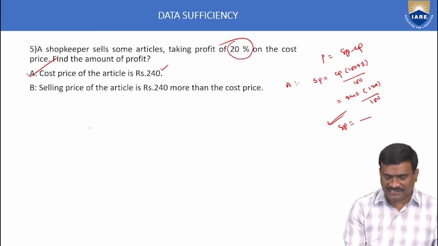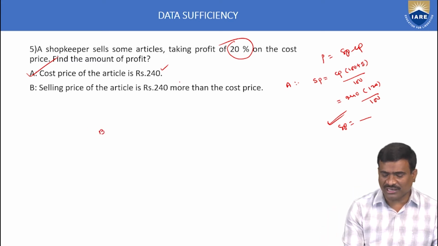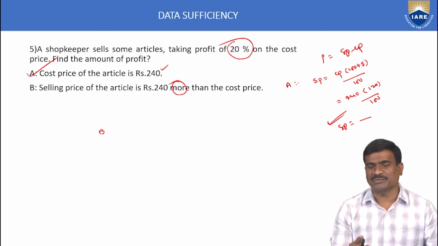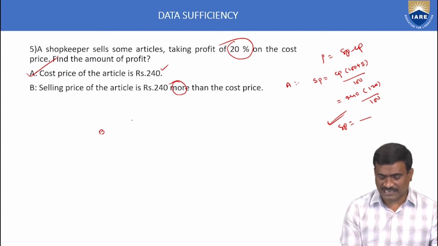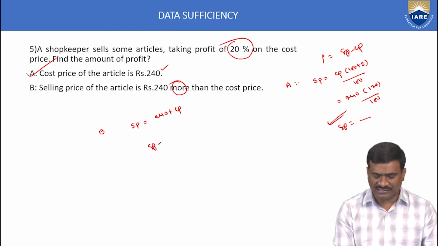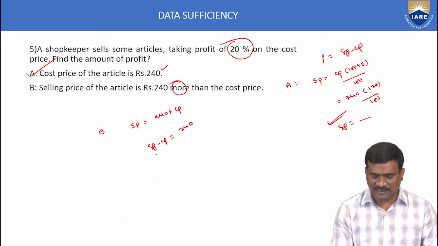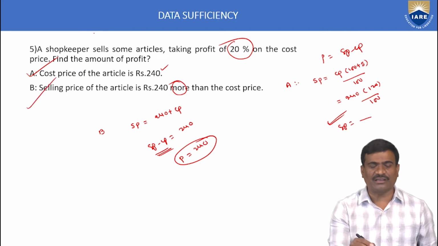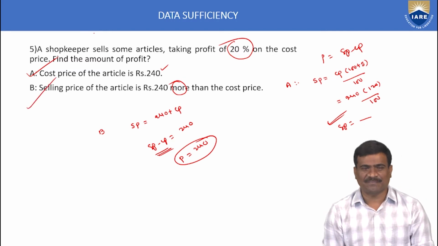Statement B implies that more than indicates the plus operator, and less than indicates the minus operator. So selling price is equal to 240 plus cost price. Then selling price minus cost price is equal to 240. Selling price minus cost price is called profit. Profit is equal to 240. Then the second statement alone is also sufficient.